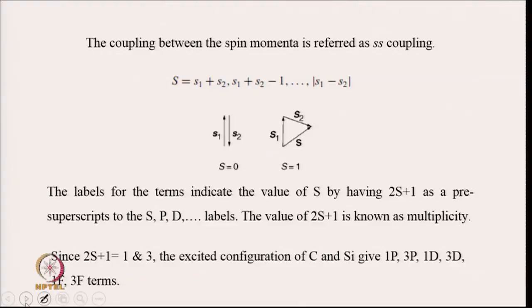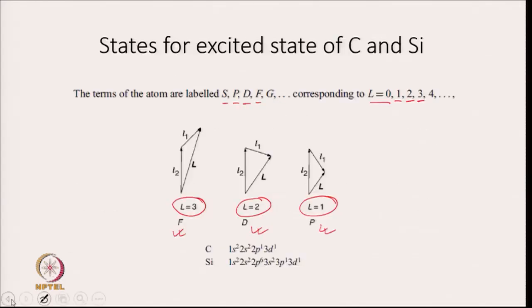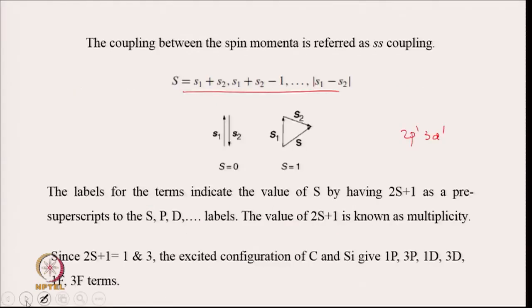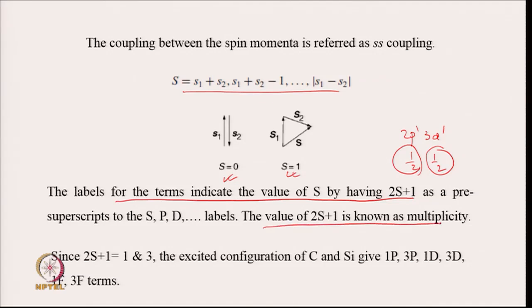Now, let us see SS coupling. So again S will be from S1 plus S2 to |S1 minus S2|. If we take two electrons, so the 2p1 3d1 system, S is going to be half for one electron and half for the other electron. So coupling will give you two states, S is equal to 0 and S is equal to 1. The label for terms indicates the value of S by having 2S plus 1 as a pre-superscript to S, P, D. That's what we discussed last time also. 2S plus 1 is known as multiplicity.